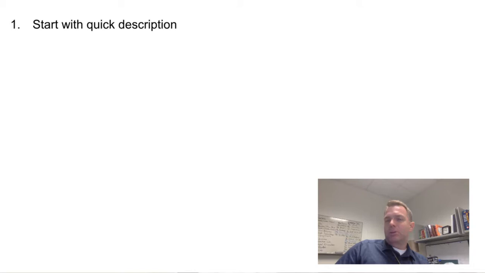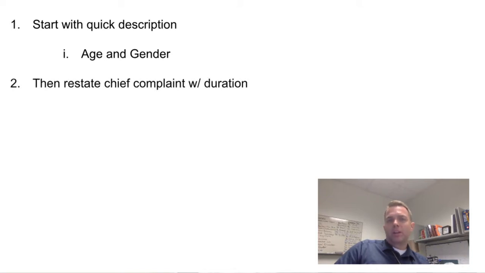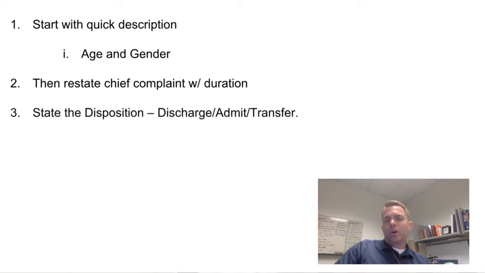And again, these aren't in particular order, and there's a lot of methods, but the main point is just stay organized. So what I like to do is start with a quick description of the age and gender. So patient is a 35-year-old female that comes in with right lower quadrant pain times 6 hours or a few days or otherwise.